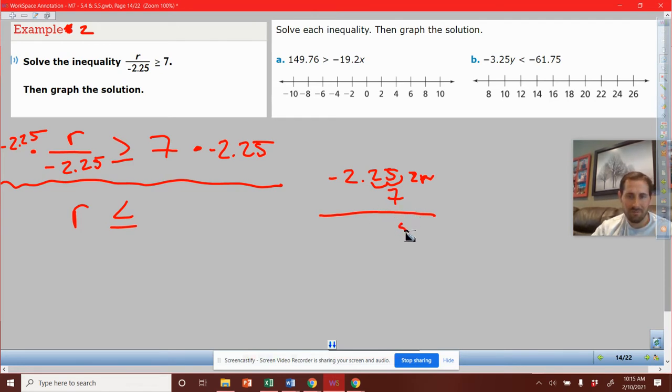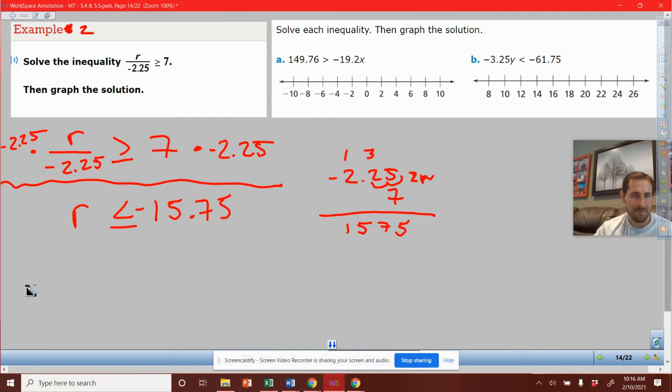So 7 times 5 is 35. 7 times 2 is 14 plus that 3, we're at 17. 7 times 2 is 14 plus that 1, we're at 15. Now move your decimal 2 places. The answer is negative 15.75 because a positive times a negative is a negative.